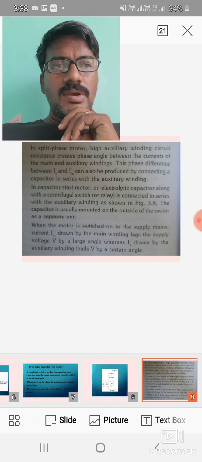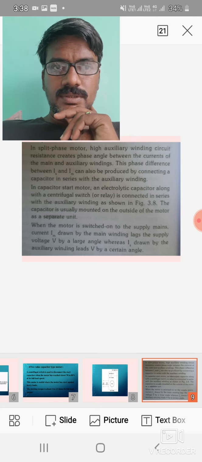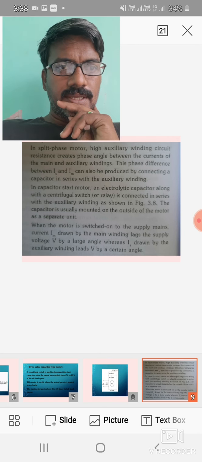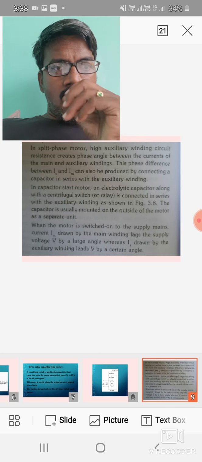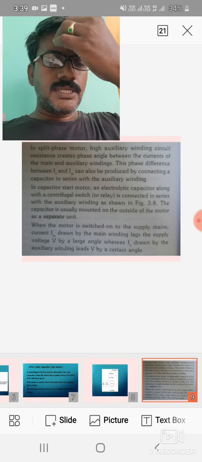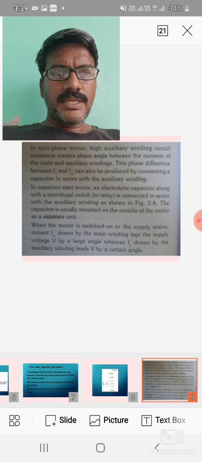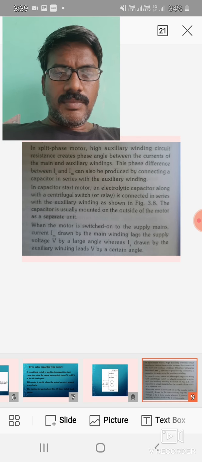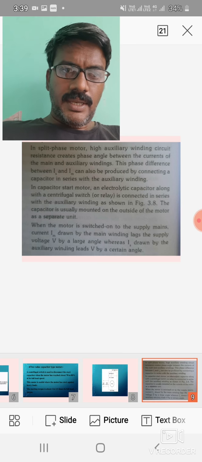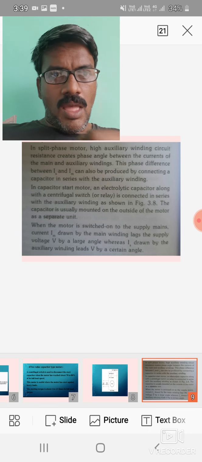In that case, there is only a small phase angle between the two currents, Is and Im, the starting winding and main winding currents. But by connecting a capacitor in series with the auxiliary or starting winding, we can get a large phase angle between Is and Im. Is is the starting current, Im is the main current or running current.